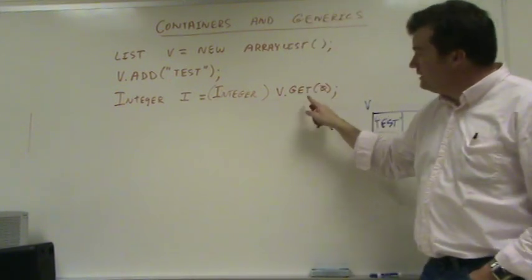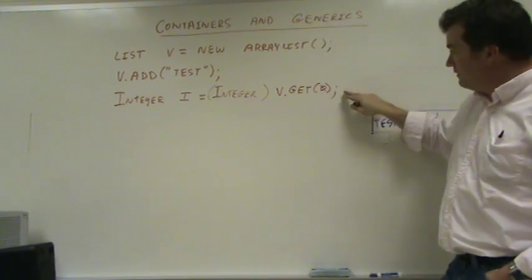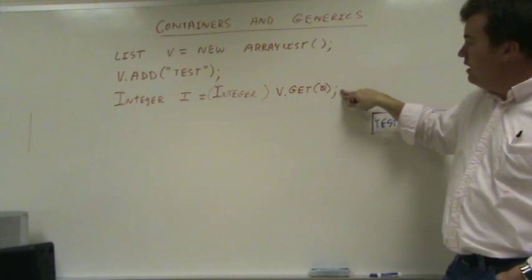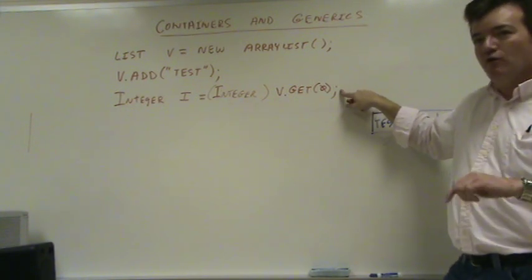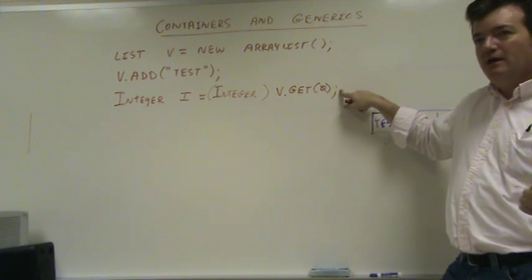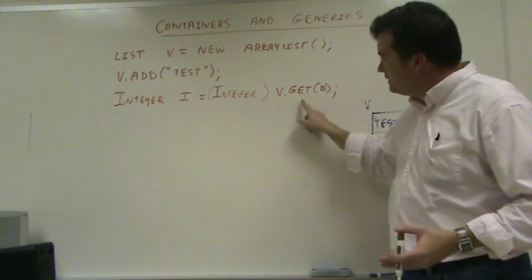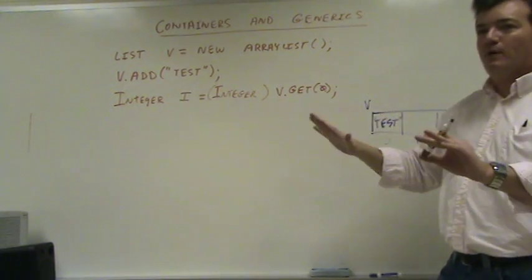But would this, I'm sorry, I shouldn't have said compiler. This would be an error. There's something wrong with this. I'm trying to convert a string to an integer. Would this be a compiler error or would it be a runtime error? So what you're looking for now is, can the compiler look at this line and figure out there's no way this is going to work?